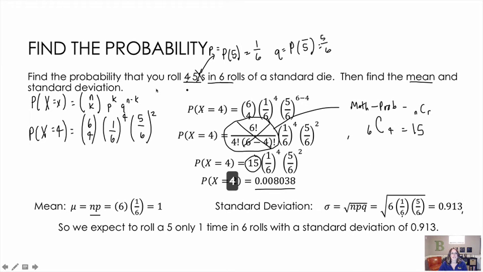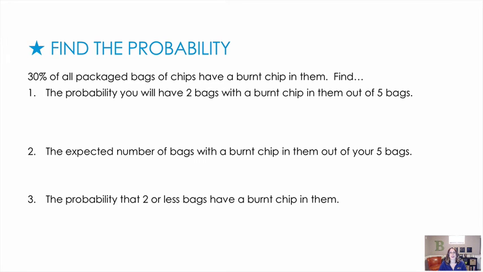Now, what does all that mean? Well, that means up here that the probability of rolling 4 5s in 6 rolls of the die is less than 1%, so it's 0.8% essentially. And we would expect to roll a 5 only 1 time in 6 rolls, which makes sense, with a standard deviation of 0.913. Here's a question for you to try on your own, so press pause, try all 3 parts of this question, and then press play to check your work.